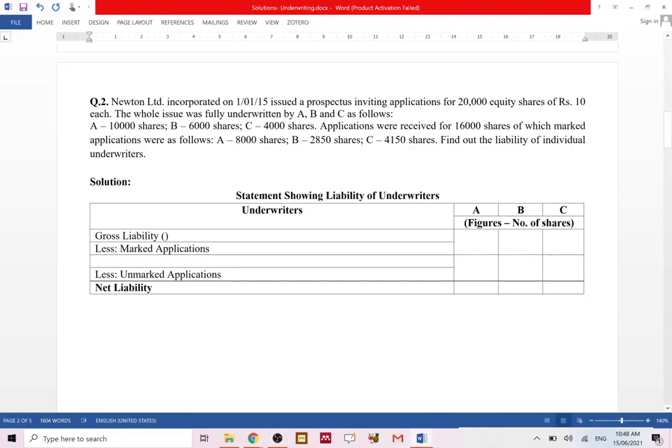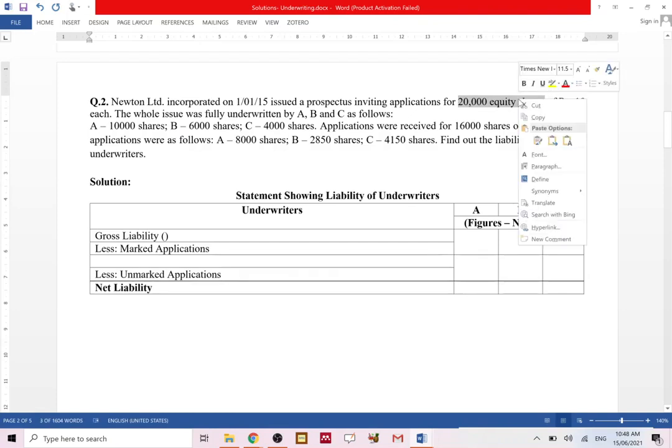In the second problem, there is a company called Newton Limited, and on 1st of Jan 2015, it issued a prospectus inviting applications for 20,000 equity shares of rupees 10 each. Now, this is a company trying to issue some shares to the public, and it wants to issue 20,000 equity shares.